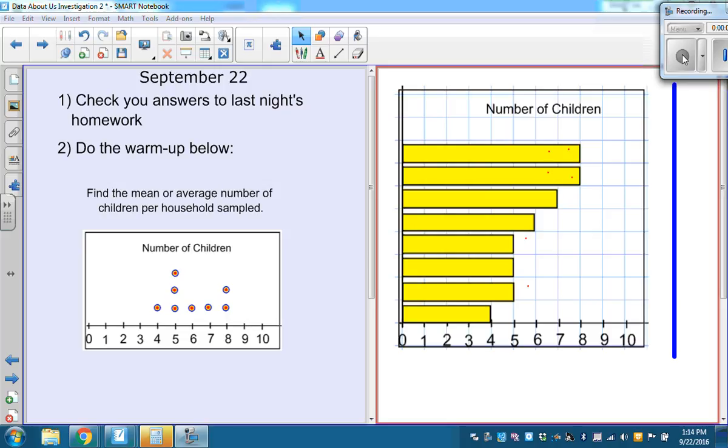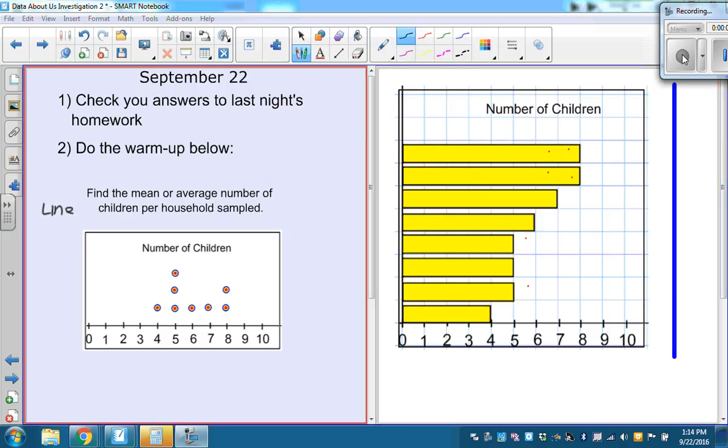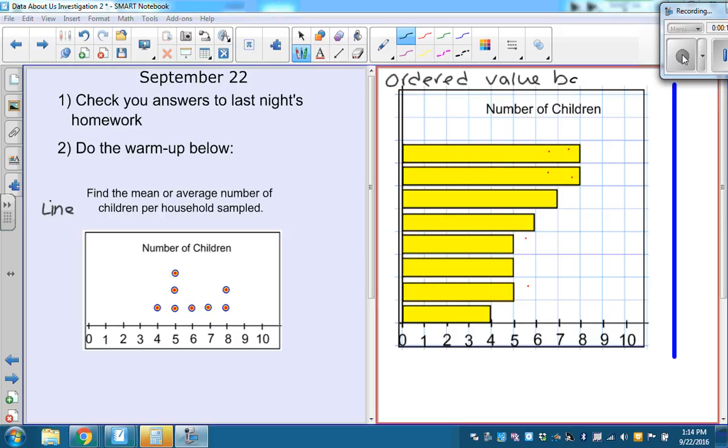Learn how to go from a line plot on the left to an ordered value bar graph on the right. O-R-D-E-R. Value bar graph on the right. So we can use an ordered value bar graph to find the mean without doing any adding and dividing.